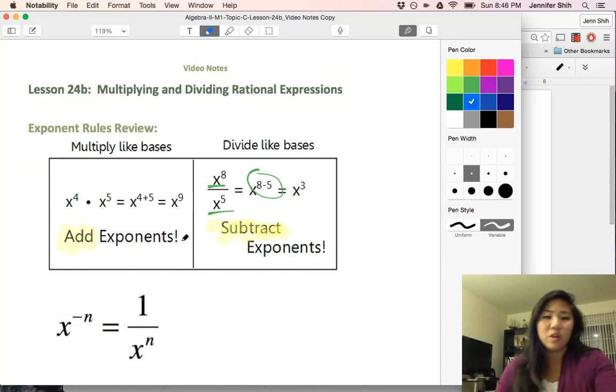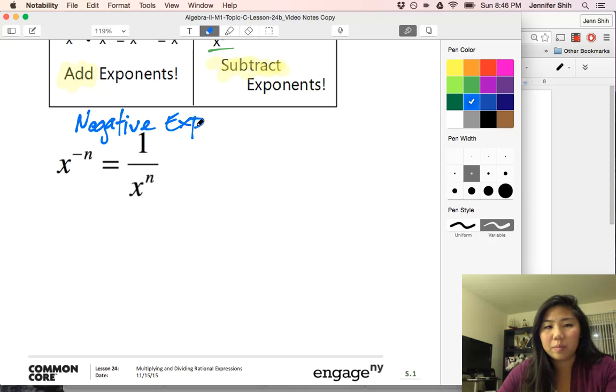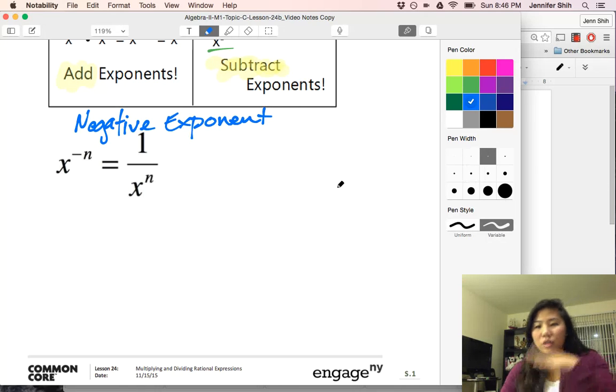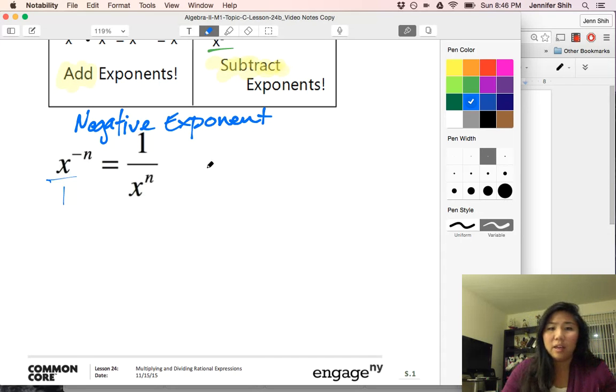Sometimes you're going to come across something that looks like this, and that is a negative exponent. The shortest way to describe a negative exponent is, if it's upstairs, you're bringing it downstairs. So if the negative exponent is in the numerator, then you're bringing the entire term, or the factor it's attached to, to the denominator.